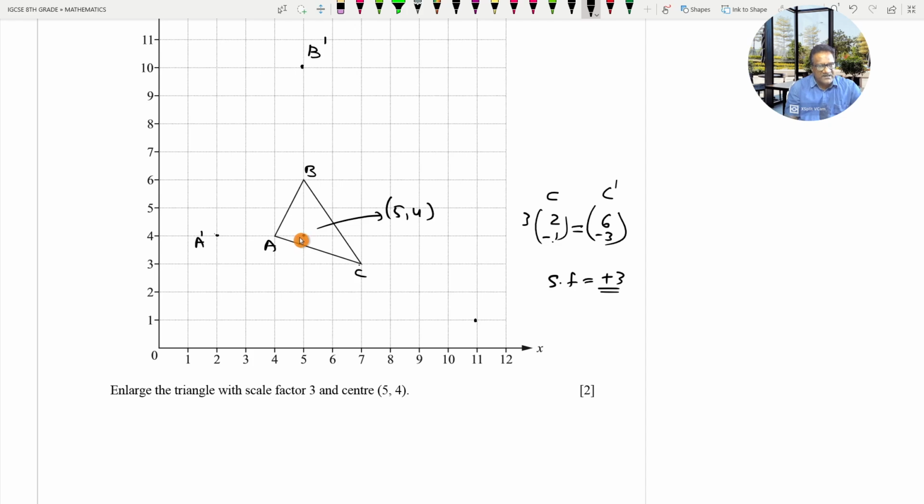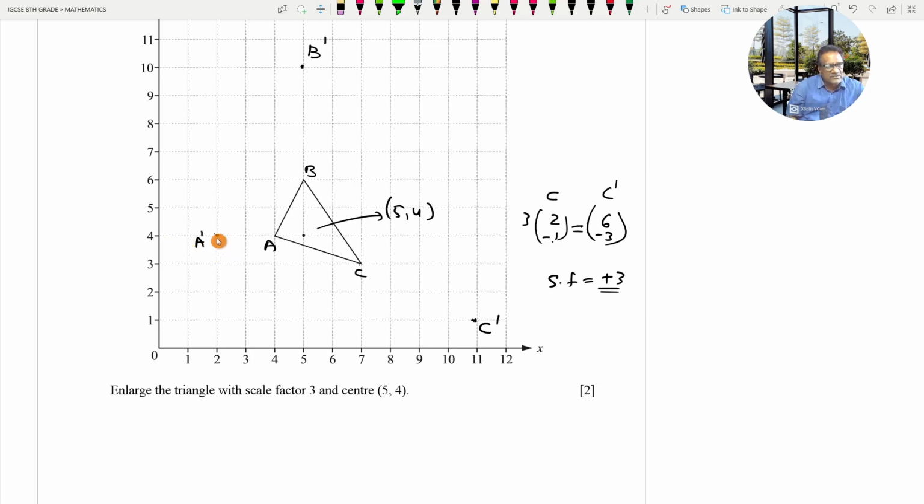So from here, I'll go 6 on the right: 1, 2, 3, 4, 5 and 6. And then I'll come down 3 units: 1, 2 and 3. So I get this point C dash. So I got all the points, A dash, B dash and C dash. Now all I have to do is join these points by straight lines.